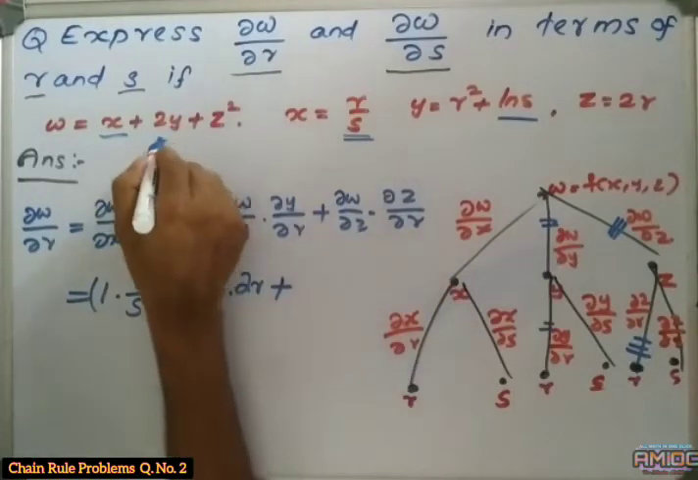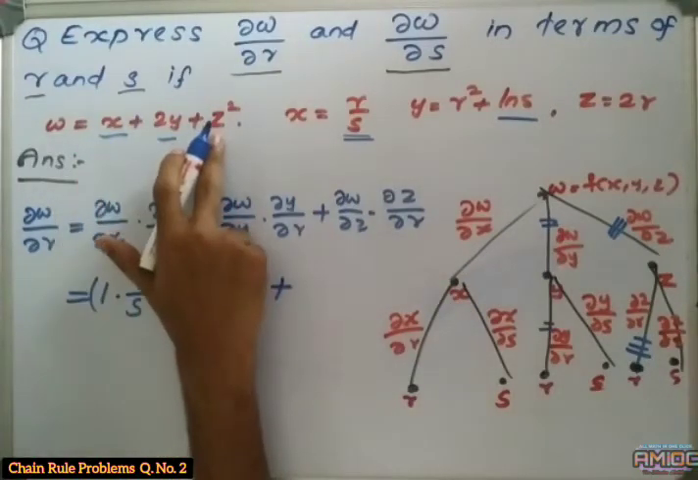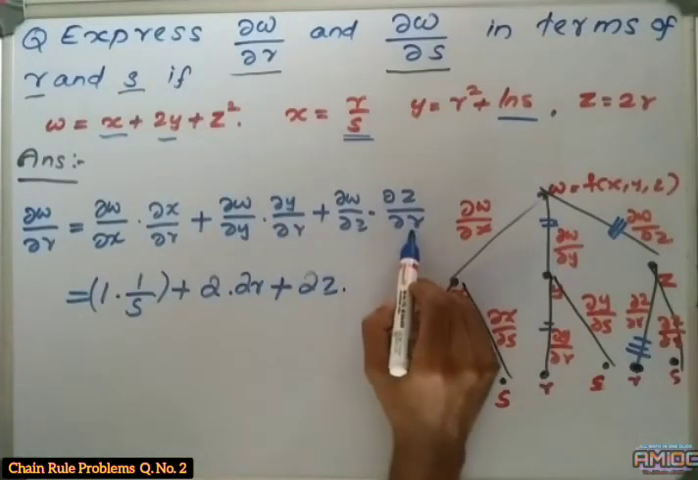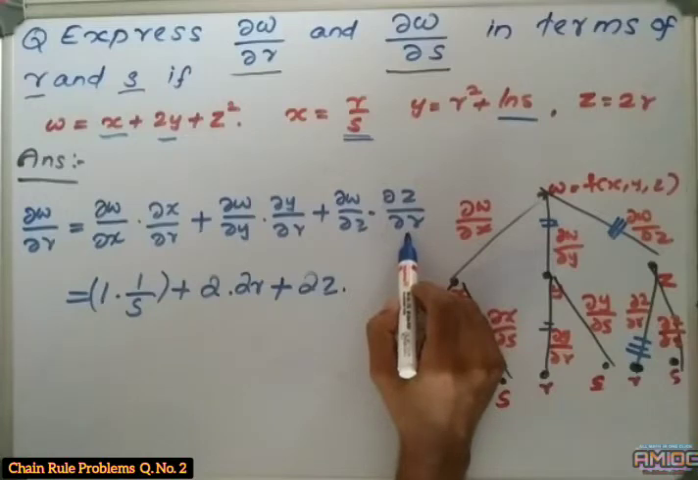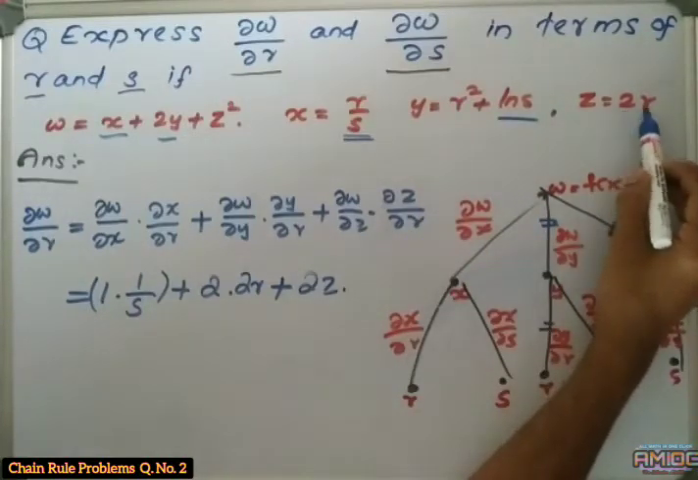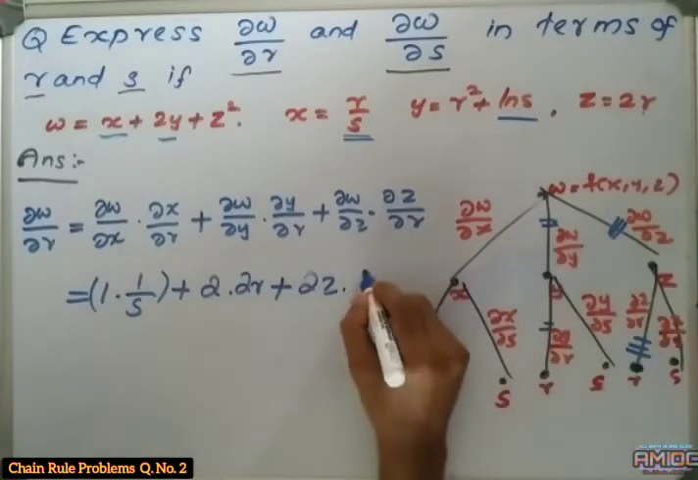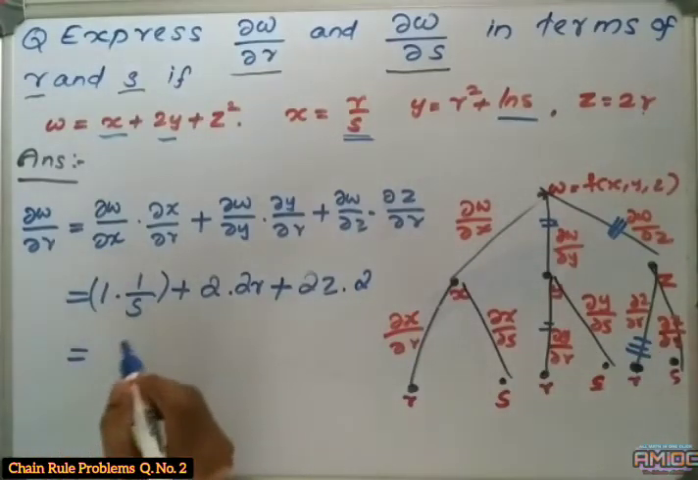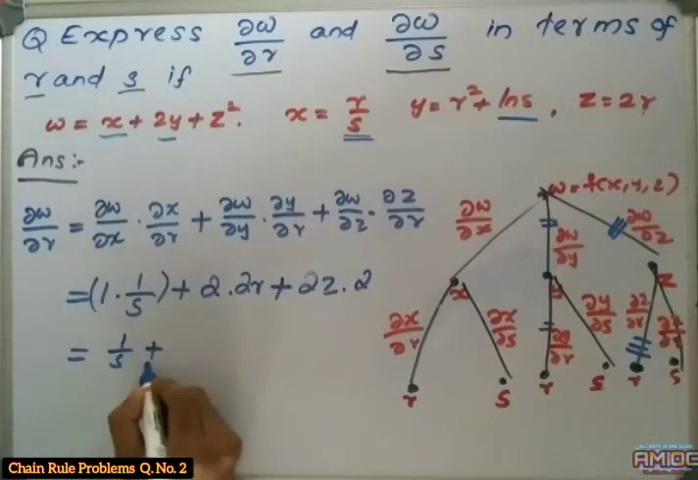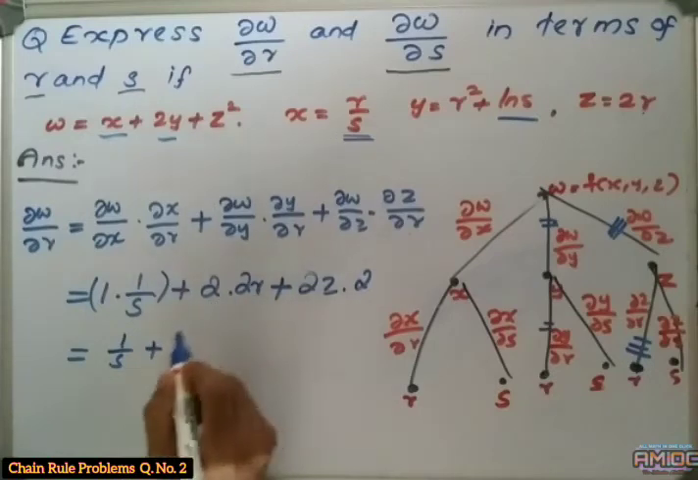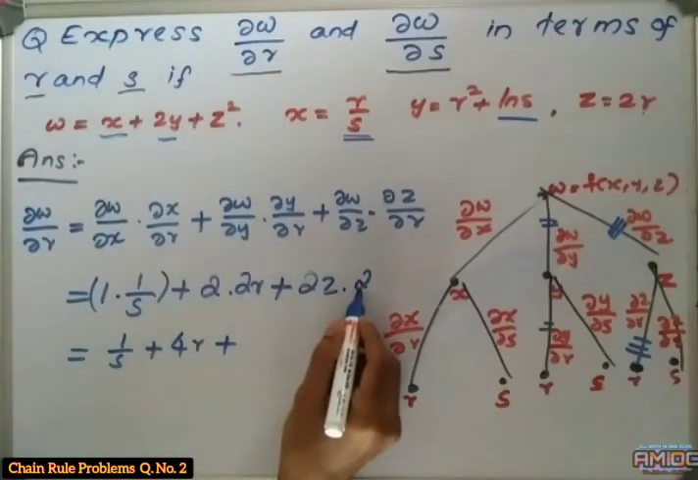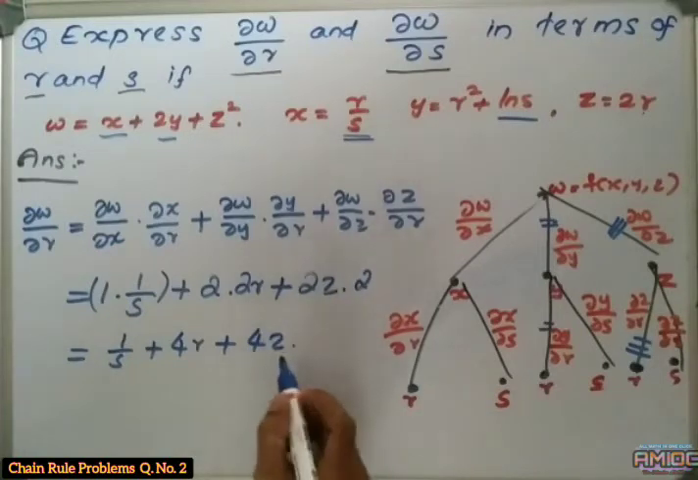We can treat x and y as constant, and the derivative of z square is 2z. Dou z by dou r, the derivative of z with respect to r. The derivative of 2r is 2. Therefore, the final answer is 1 into 1 by s plus 2 into 2r, 4r, plus 2 into 2z, 4z.